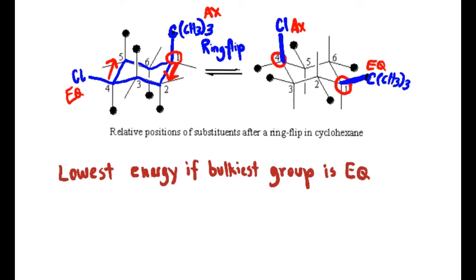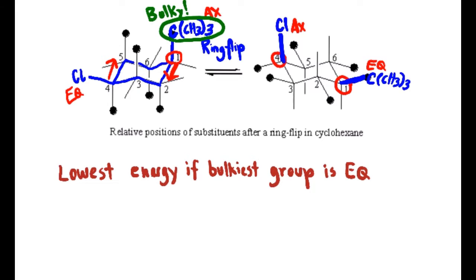So if we look at the groups that are coming off of the ring in our example problem here, our CCH3 group is going to be quite bulky. If we were to build a molecular model of that, we'd see that it would take up definitely a lot of space relative to a chlorine atom or relative to a hydrogen atom. So that's our bulkiest group. And so the energy is going to be lowered if the bulky group is equatorial, because it's going to run into less strain, less stress with the other atoms.